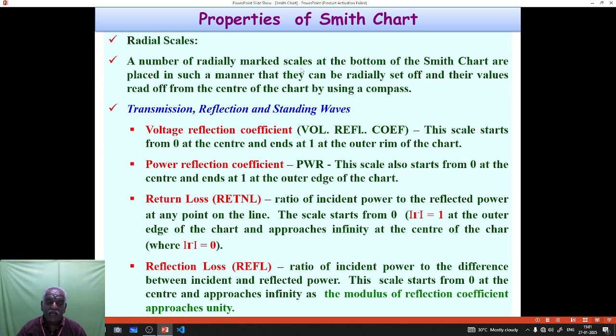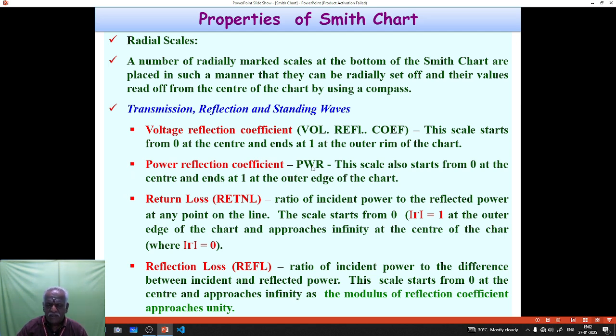Radial scales. A number of radially marked scales at the bottom of the Smith chart are placed in such a manner that they can be radially set off, and their values read off from the center of the chart by using a compass. Voltage reflection coefficient can be measured with the scale available just beneath this chart. This scale starts from 0 at the center of the chart and ends at 1 at the outer rim of the chart. The minimum value is 0 and the maximum value is 1.